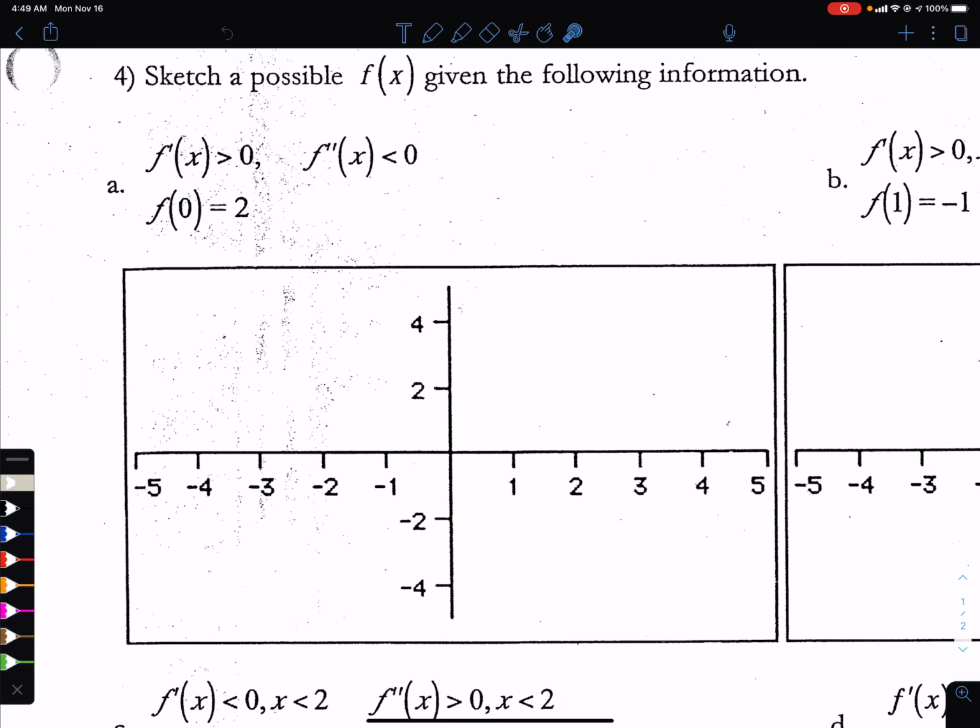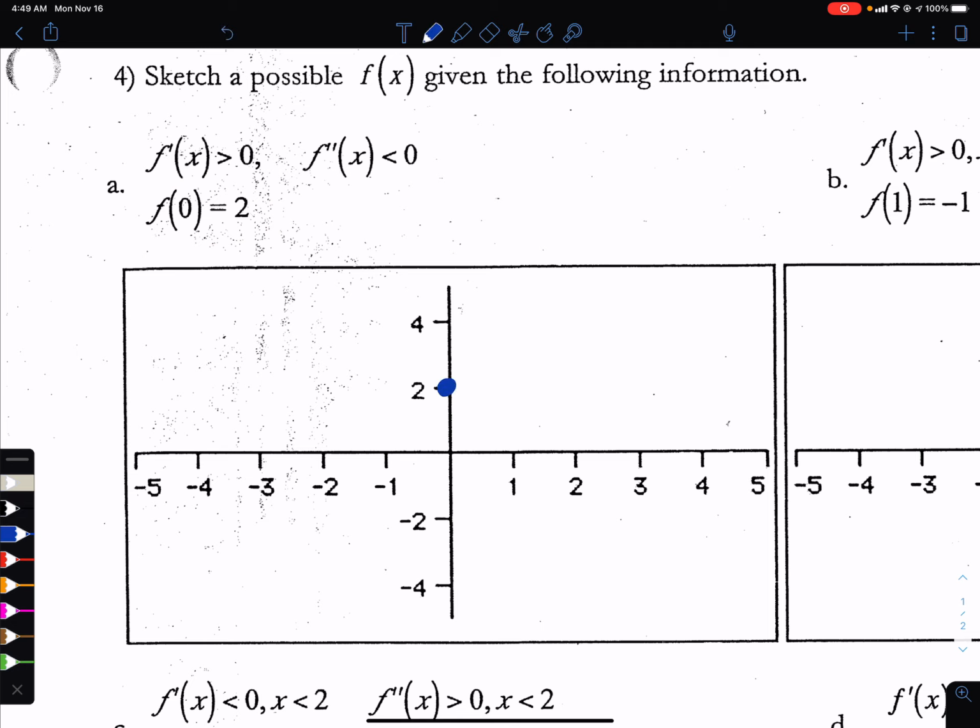All right, let's take a look at what all these things say to us, and we will be able to get a general looking graph. So this is easy. I'm going to do that one. At 0, the y value is 2.